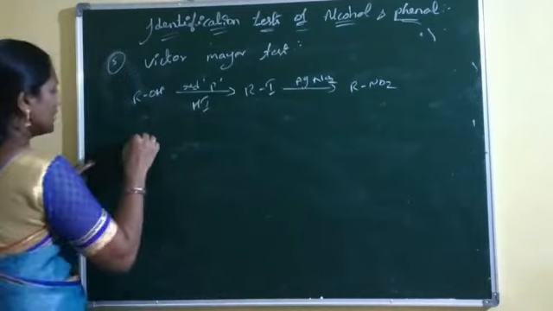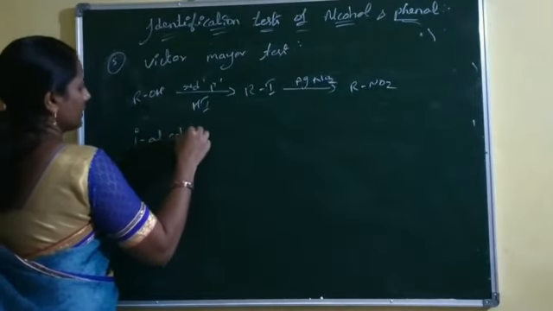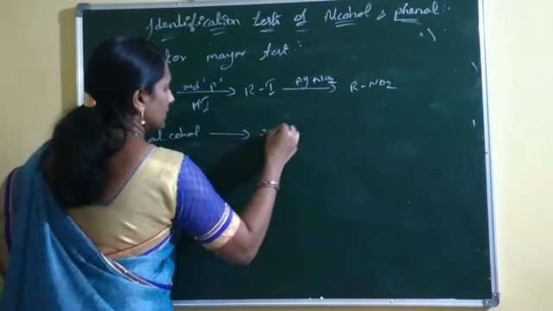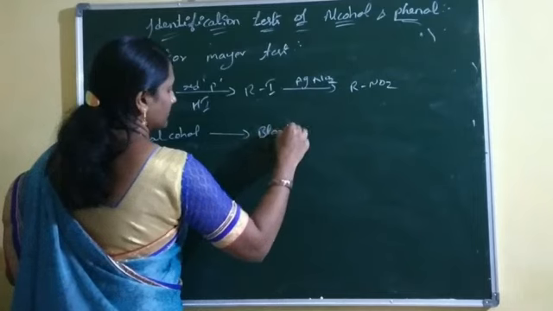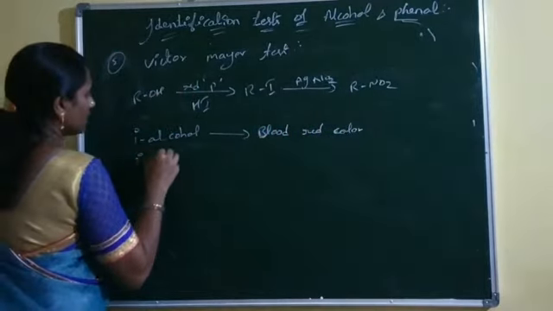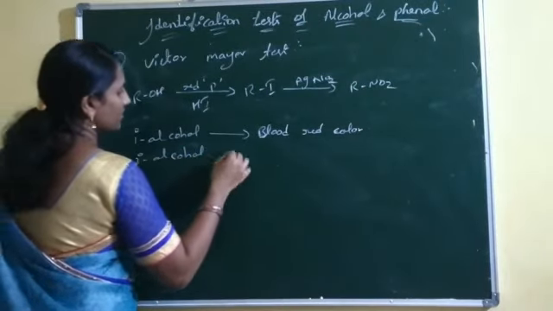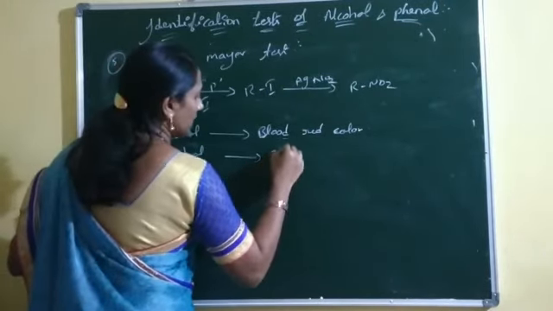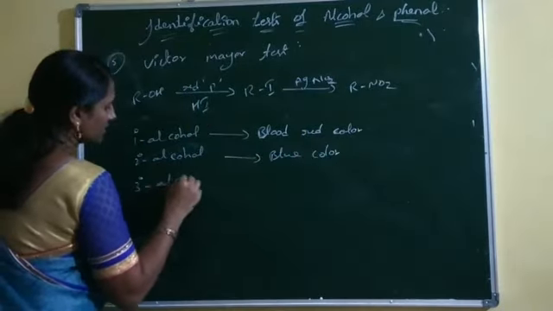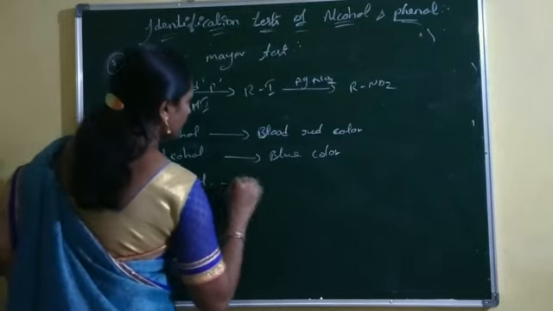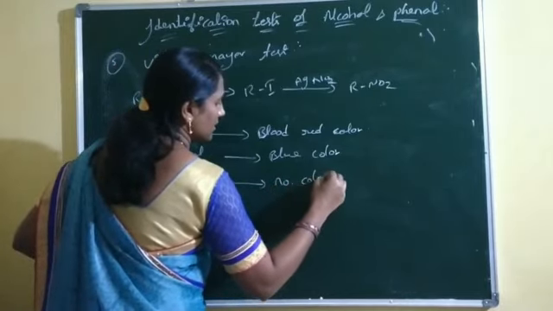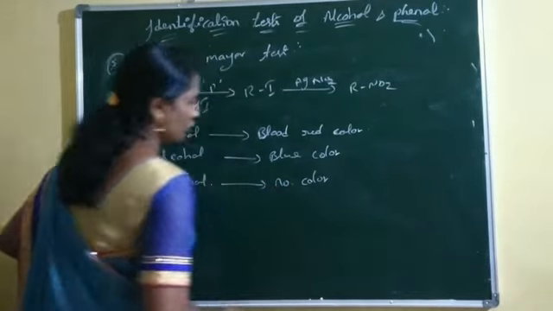Finally the results: primary alcohols in this Victor Meyer test give a blood red color solution. Secondary alcohols in this Victor Meyer test give a blue color solution. And tertiary alcohols in this Victor Meyer test give no color solution. That means no color is observed.